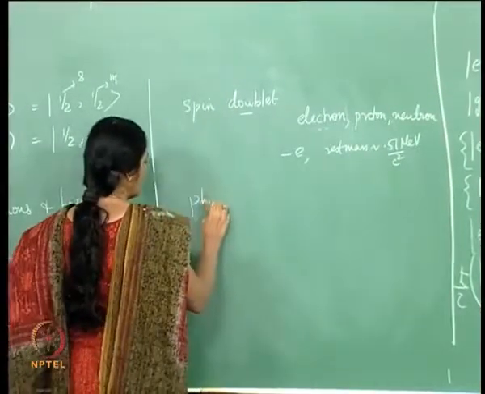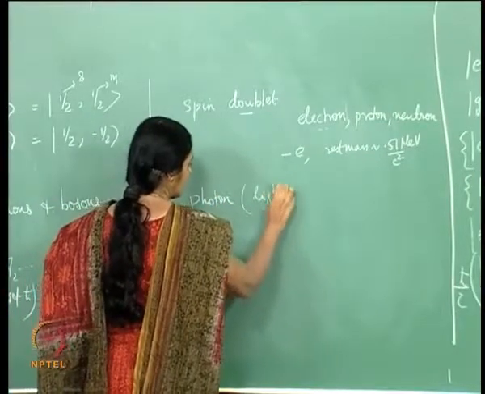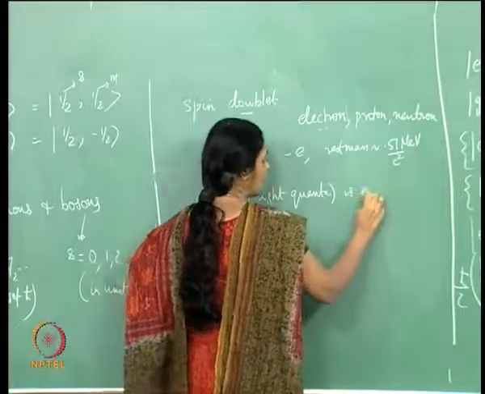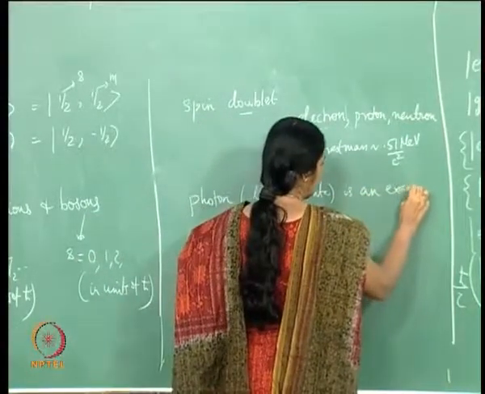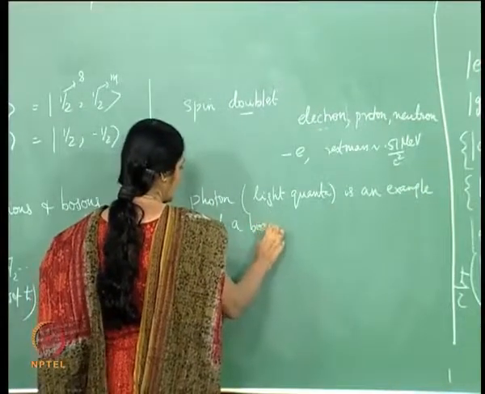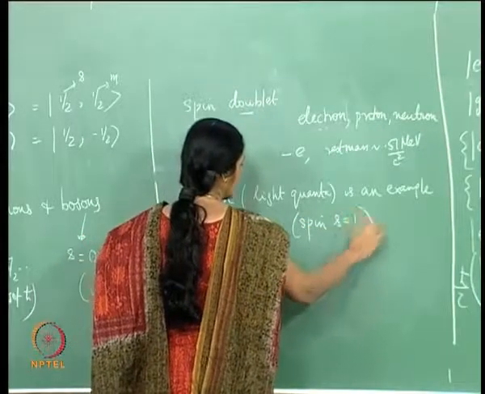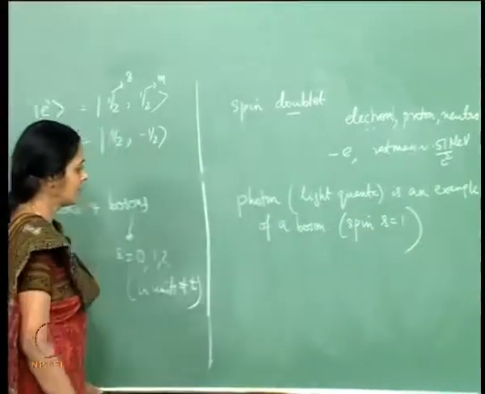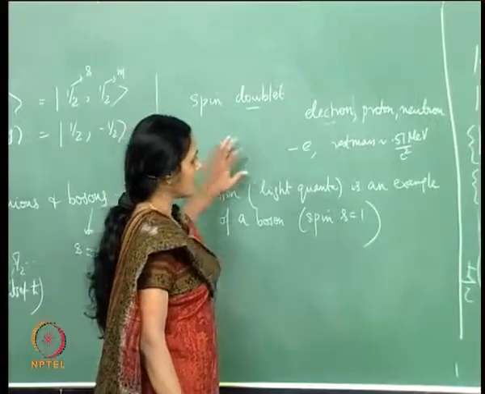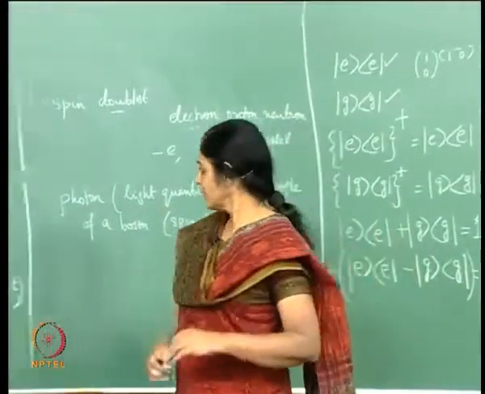Now, an example of a boson is the photon. The photon is an example, that is light quanta. It is an example of a boson. And it has spin 1. So, clearly the photon will not be described in the purview of this two-dimensional linear vector space.